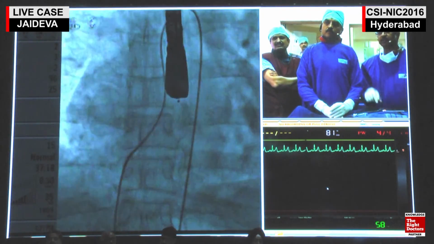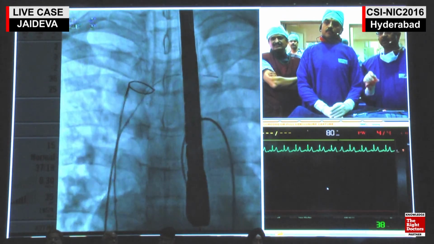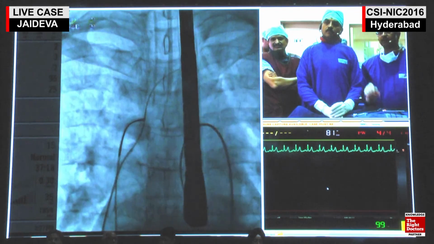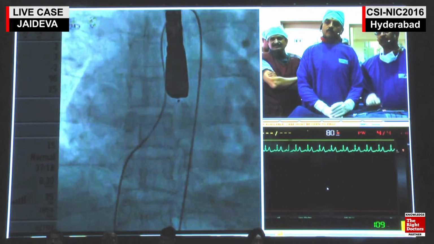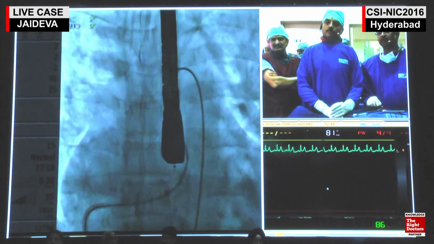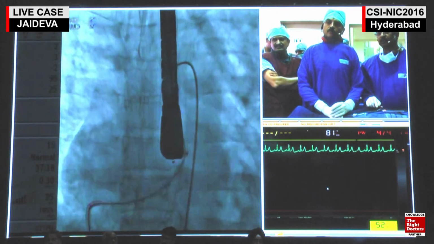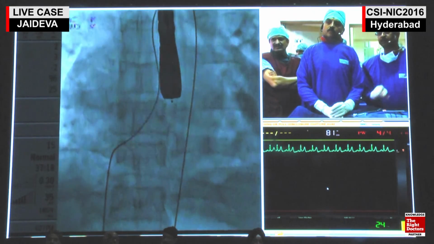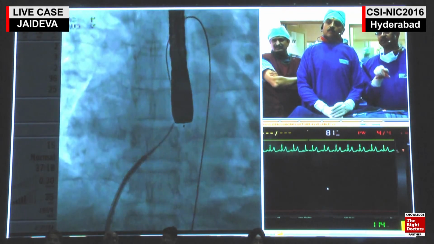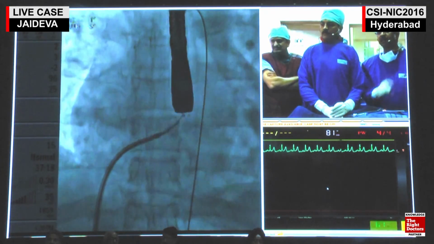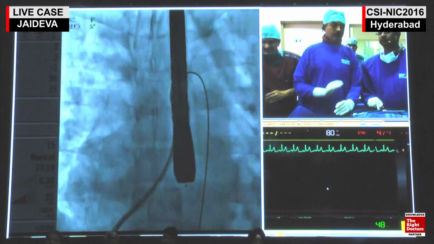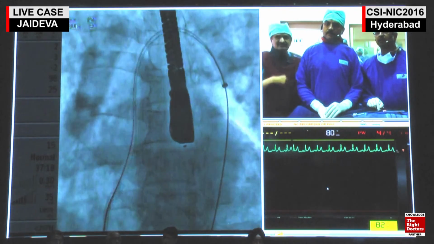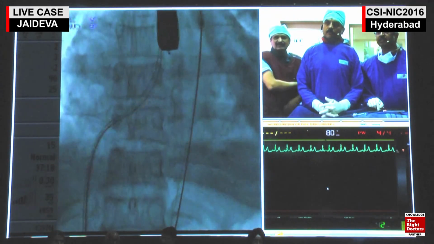Next. This is snaring into the SVC. It's definitely better all the time to enter either the SVC or IVC and snare it rather than in the PA, because it is difficult to pass the sheaths. Next. This is the sheath going there. We had initially some difficulty in putting the sheath because it takes an acute angle; it has to enter the tricuspid valve and immediately take a turn. Go slow. Yeah. The sheath is in the descending aorta.